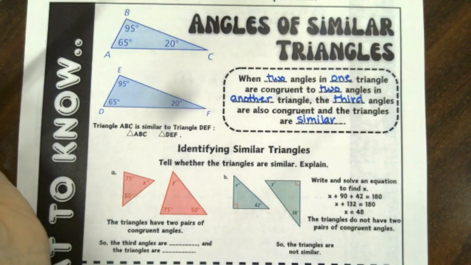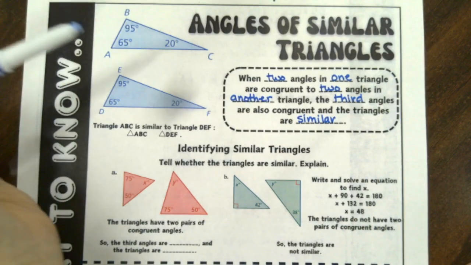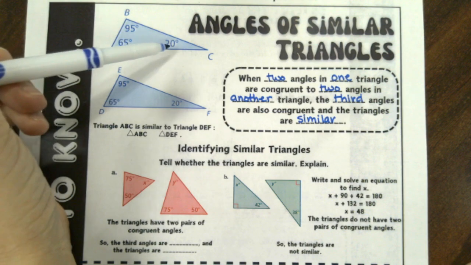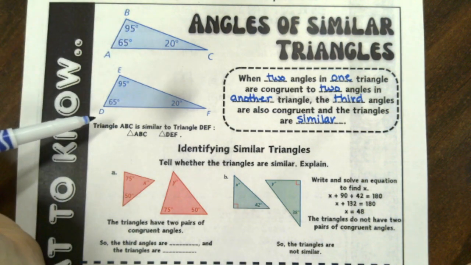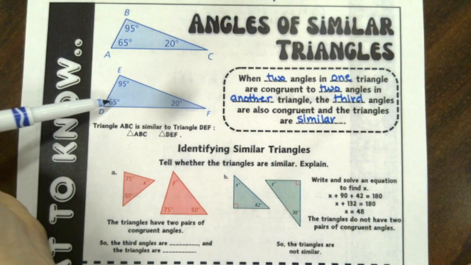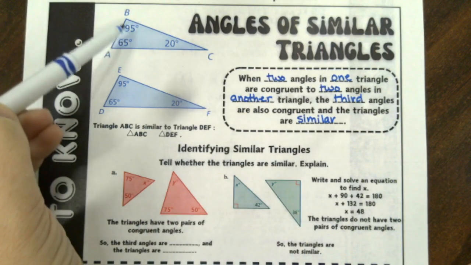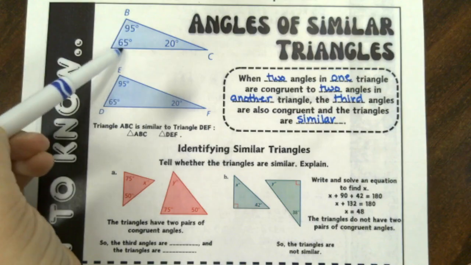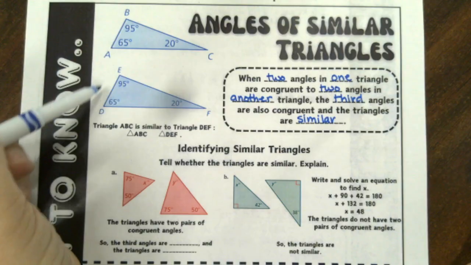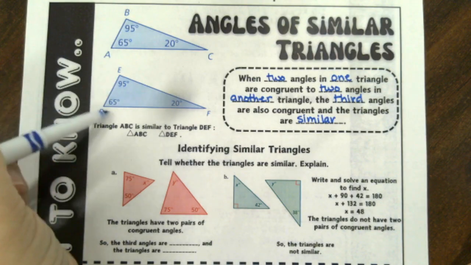We know congruent means that it's equal, right? So let's look at our first one. This is the triangle ABC. And we have a 95-degree angle, a 65-degree angle, and a 20-degree angle. So if I look at triangle DEF, I will be able to see that they also have a 65-degree angle and a 95-degree angle. So it's telling me when two angles in one triangle, so here's two angles in one triangle, that are congruent or equal to two angles in another triangle. So that's what we're seeing here. These two are equal to these two.